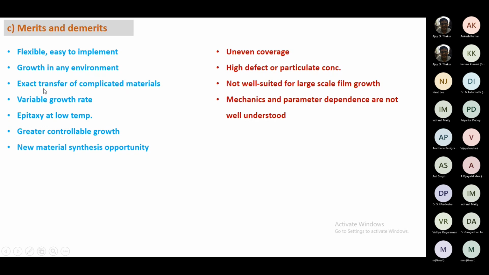Using this PLD setup, a very complicated material like YBCO can be deposited fine. Indranil, a small point here, sir. Yes, sir.